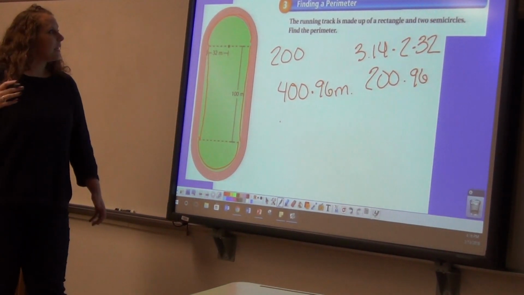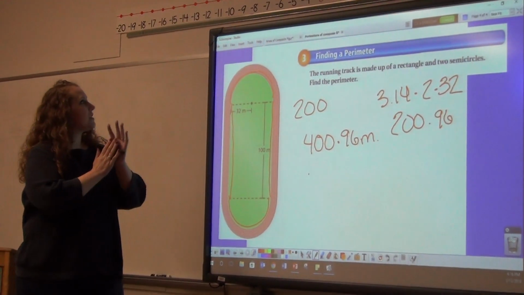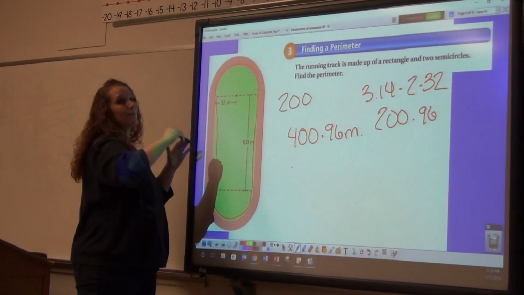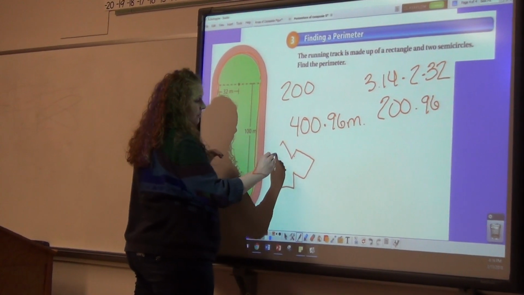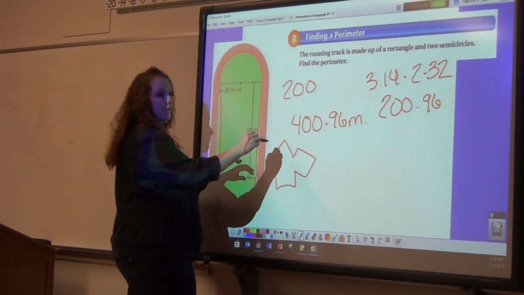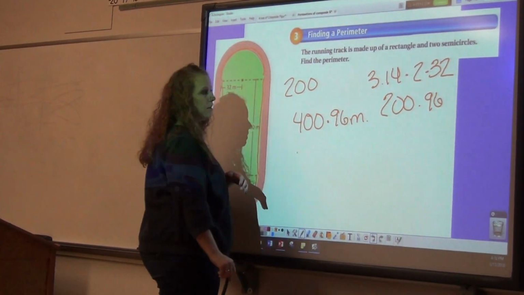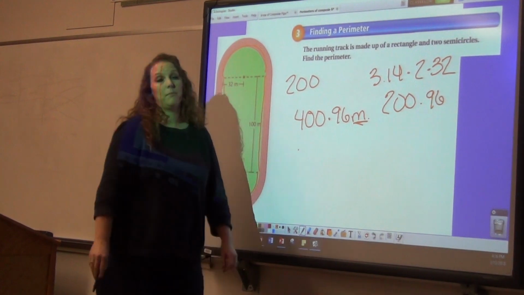So when you're finding the perimeter of these composite figures, just find the whole length around the outside. Even if it's shaped kind of weirdly like that, you just find every single side and then add them all together and make sure that you label them when you're done.